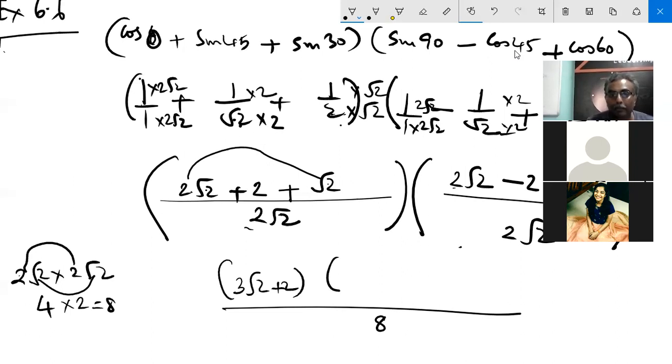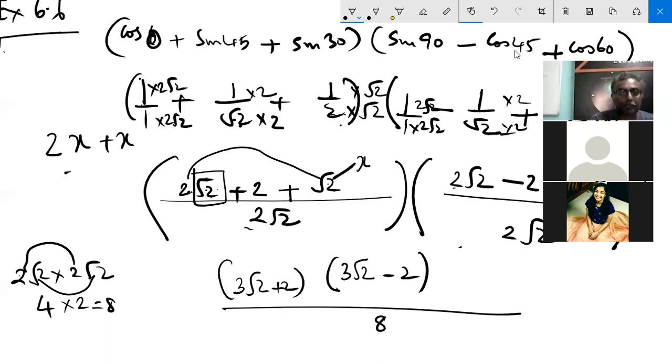Uncle, how are you getting 3 root 2 plus 2? I don't get how we're getting 3 root 2 plus 2. See, uncle, this is root 2. Let us say root 2 is x. This is 2x. Again, root 2 is x. 2x plus x is equal to how much? 3x, right? Same way, 2 root 2 plus 1 root 2 is equal to 3 root 2. Same way here also, 2 root 2 plus 1 root 2 is equal to 3 root 2.